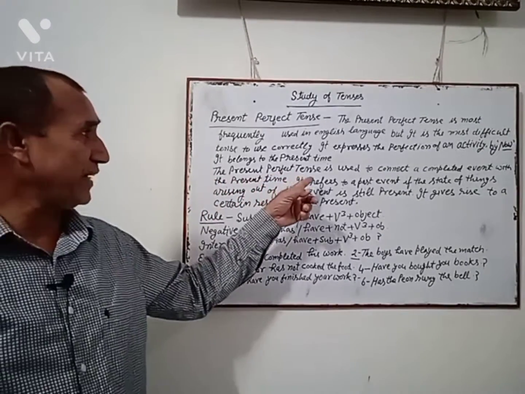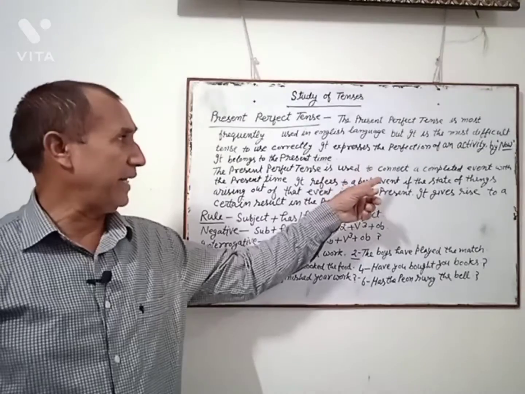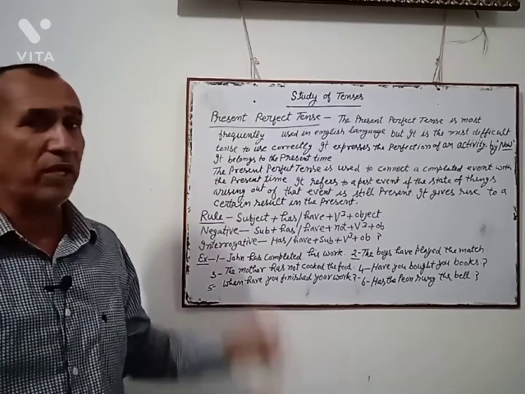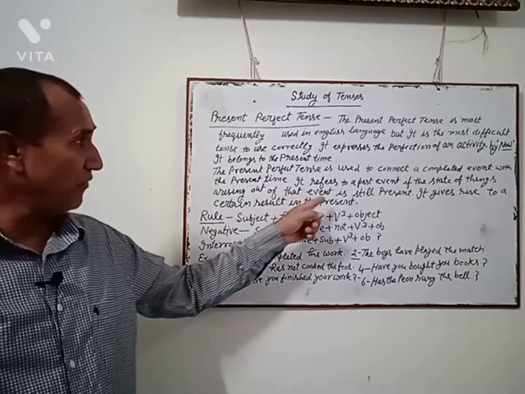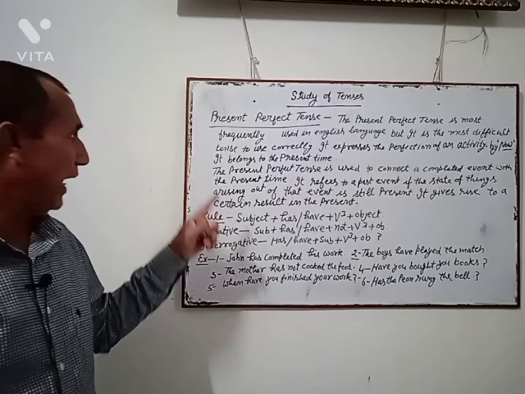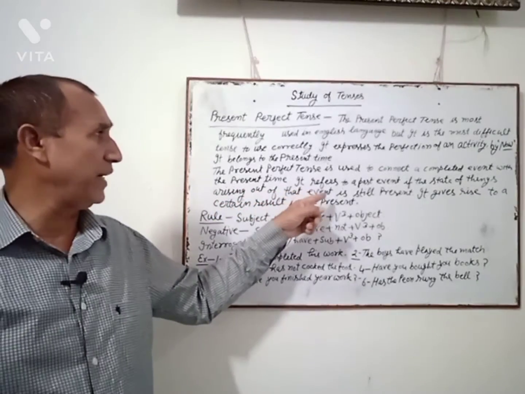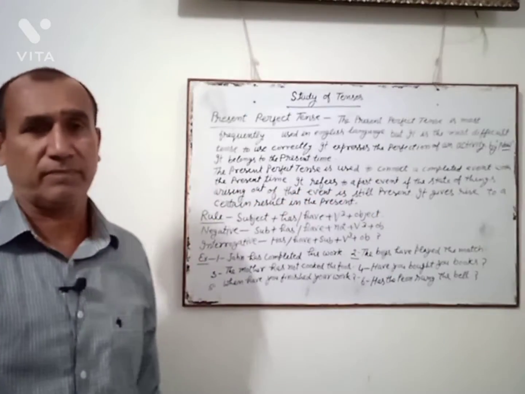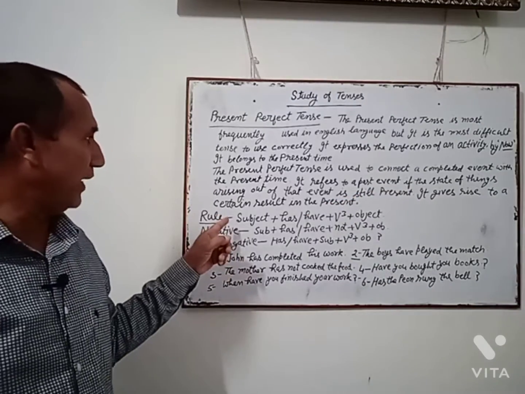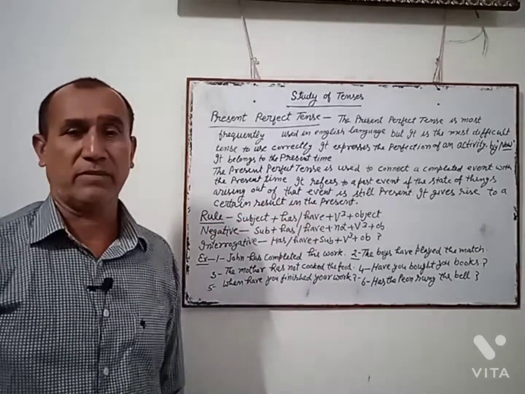The present perfect tense is used to connect a completed event with the present time. It refers to a past event if the state of things arising out of that event is still present. It gives rise to a certain result in the present.